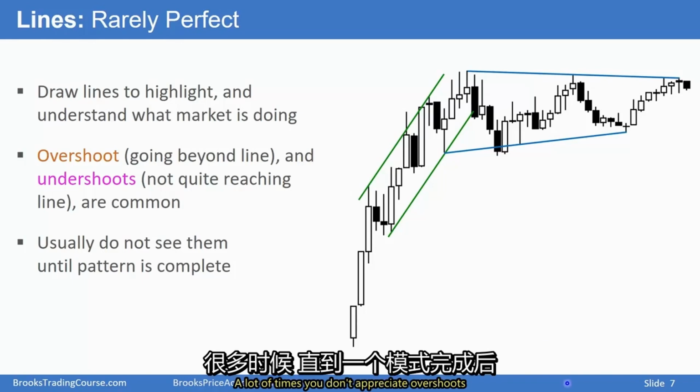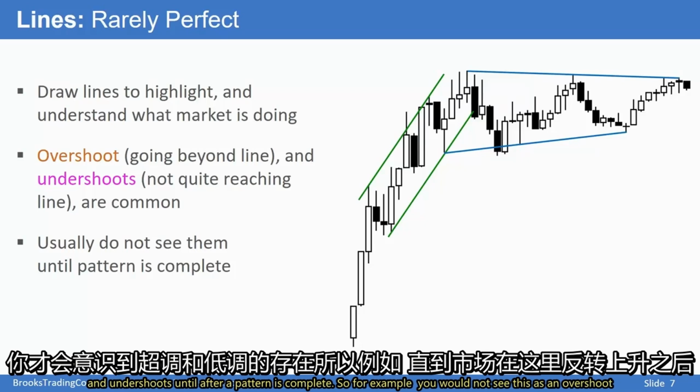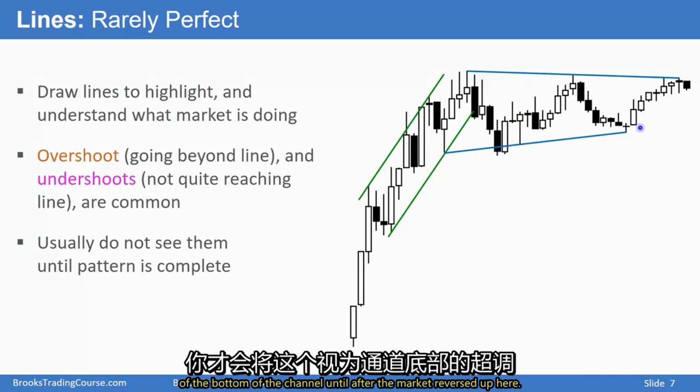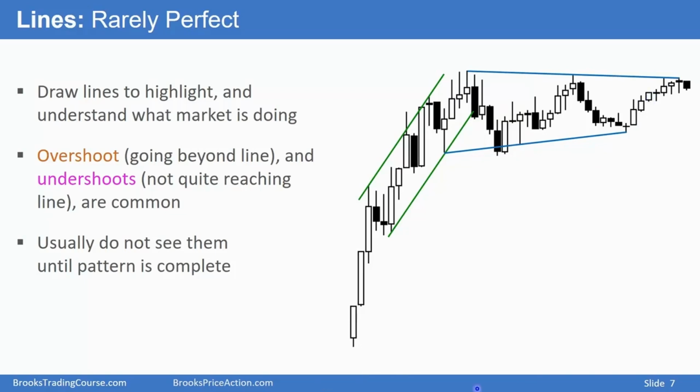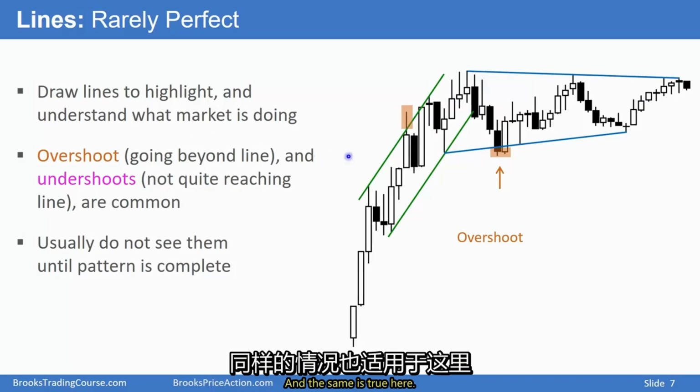A lot of times you don't appreciate overshoots and undershoots until after a pattern is complete. So for example, you would not see this as an overshoot of the bottom of the channel until after the market reversed up here. That's okay. And the same is true here.